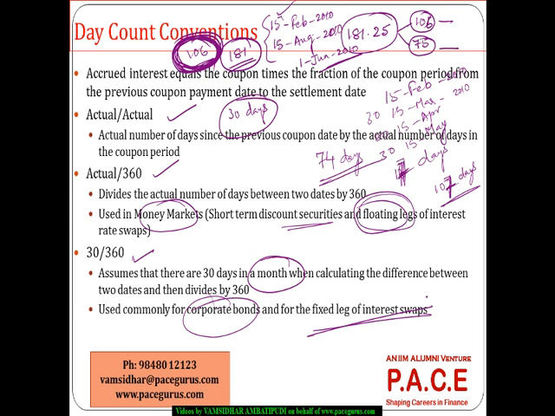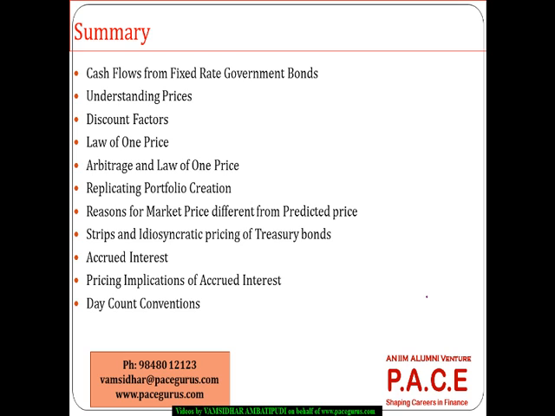So these are the three different forms of convention that are used for the computation of the accrued interest. Just to summarize what we have covered in this session, we have focused a little bit on the cash flows that are coming from the various fixed income government securities. We understood how we look at prices and discount factors, what we mean by the law of one price, how we can get into arbitrage opportunity, how I replicate a portfolio for a specific set of cash flows, and why the market price differs from the predicted price. We have understood a bit on strips and the idiosyncratic pricing behavior of the various treasury bonds.